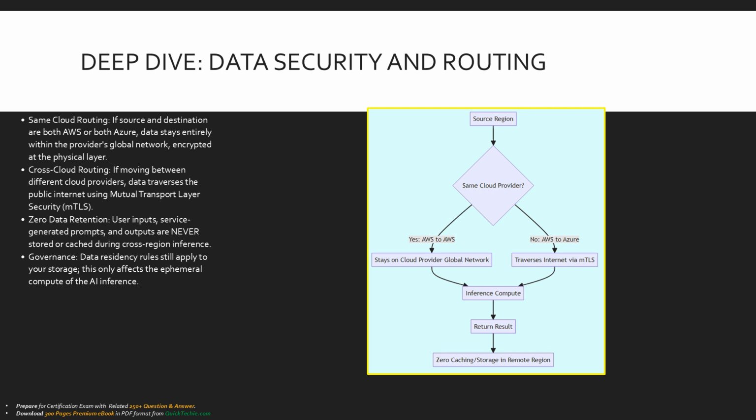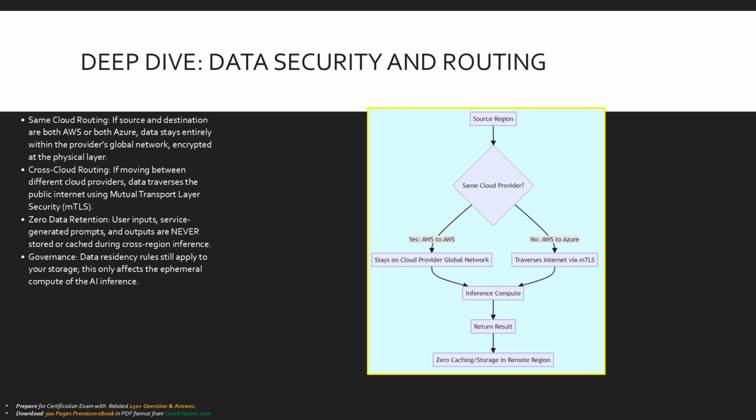However, if your request routes from an Azure region to an AWS region, the data will securely traverse the public internet utilizing strict mutual transport layer security, or MTLS. The most critical security guarantee Snowflake provides is zero data retention. Your user inputs, your proprietary prompts, and the generated model outputs are never stored or cached in the destination region. The compute happens in memory, the answer is returned, and the data vanishes from the remote region.